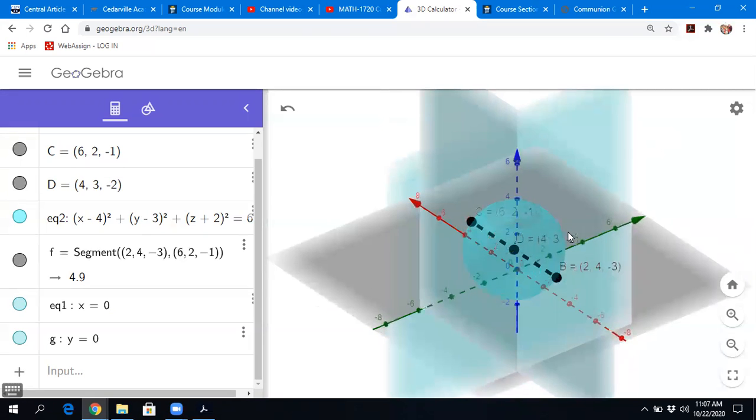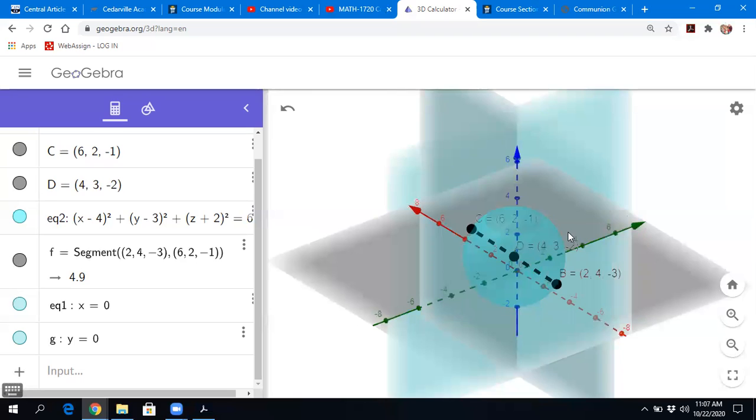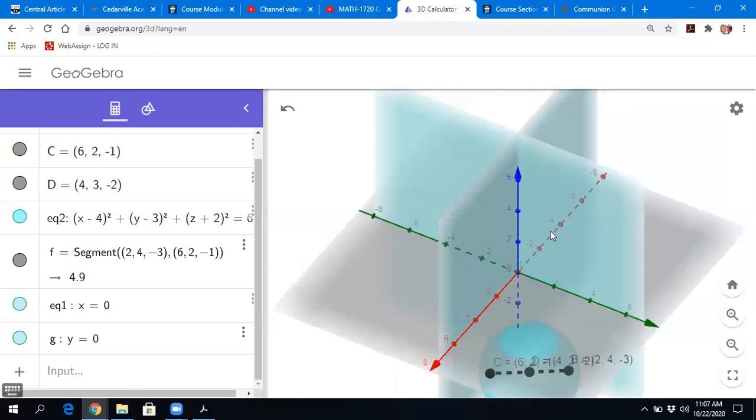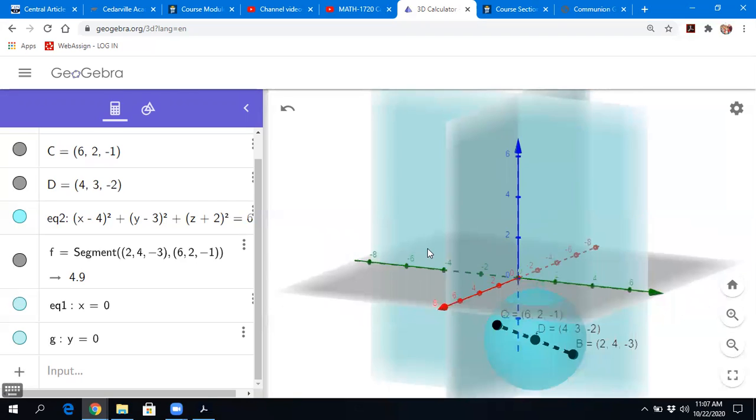I kind of lifted this thing up. Here's the 5th one. Here's the 6th one. Here's the 7th one. And here's the 8th one right here. So that's kind of cool. You can see that pretty clearly 3-dimensionally. I think that's cool. All right. So there it is. There's our sphere. There's our coordinate planes. That's good stuff.